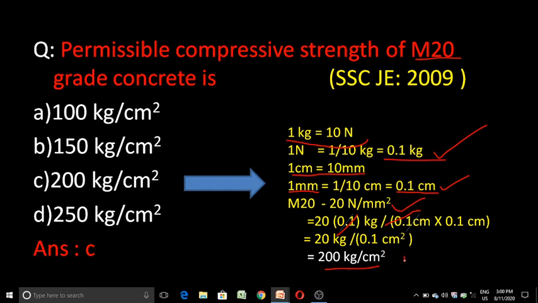So the options are 100 kg per centimeter square, so it is not a correct option. The next option is 150 kg per centimeter square, which is not a correct option. And next we have 200 kg per centimeter square, so it is the correct option for this question. So option C is correct.